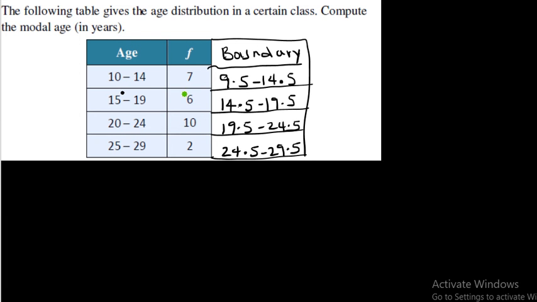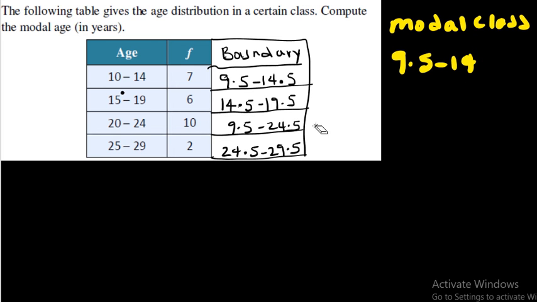Therefore, we said already the modal class is the third class. Here it is. That is from 19.5 to 24.5. Okay, so we can write it: modal class from 19.5 until 24.5. Okay, let us keep this and then let us state the formula.